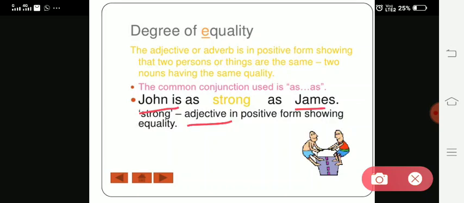So more examples you can take, like the brown cat is as beautiful as the grey cat. So here both cats are the same and the comparison is made by using the word beautiful.